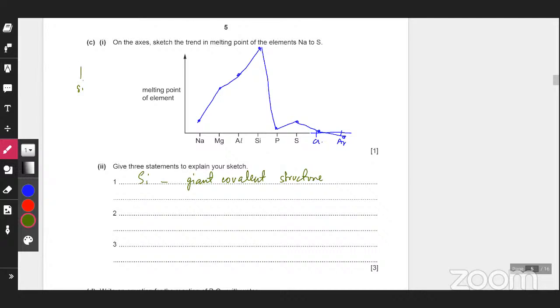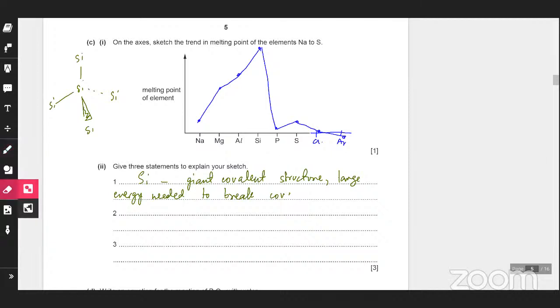Silicon would be tetrahedral. It would be bonded to 4 silicon atoms, and each silicon atom would then be further bonded to 4 other silicon atoms, and the structure would just continue, like a diamond structure. So the giant covalent structures. Large amounts of energy are needed to break lots of covalent bonds. Actually, just 3 marks, so you just have to write just 1 point. Energy needed to break a large number of covalent bonds.